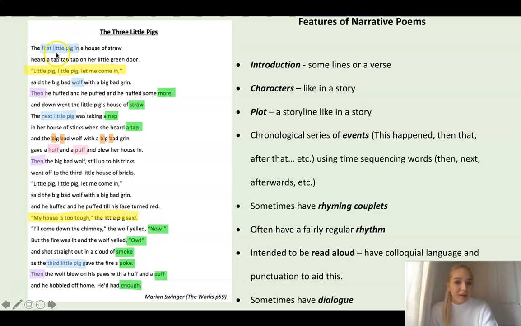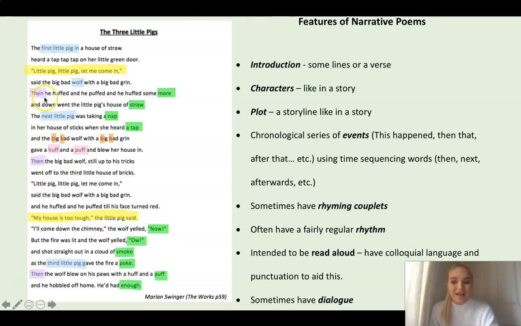So we can see here in my blue highlighter, I've got the first little pig, the wolf, the next little pig, and the third little pig. So this tells me here that there are characters in this poem. But is it a narrative poem yet? We need more than just the characters to decide that.